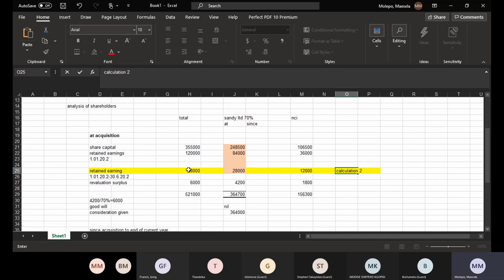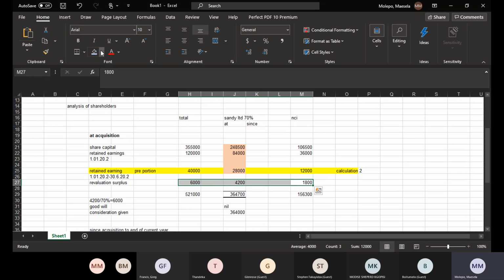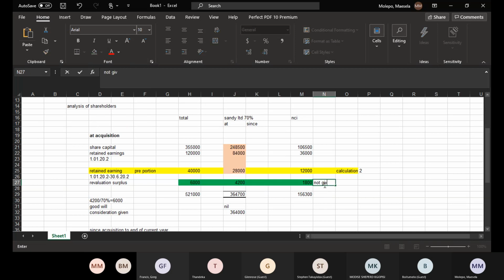So when you go to your calculation 2, you will find that they have the pre and the post. So this one comes from the pre portion, because it's anything that happened between 1 January 2002 up to 30 June 2002. So that is the 40,000. We calculated it. Then we had this, we had this, we have this. But this one is not given at all. This portion is not given. Now, the reason we calculate this is because of the statement. Now there is a statement which tells us that there will be a revaluation.